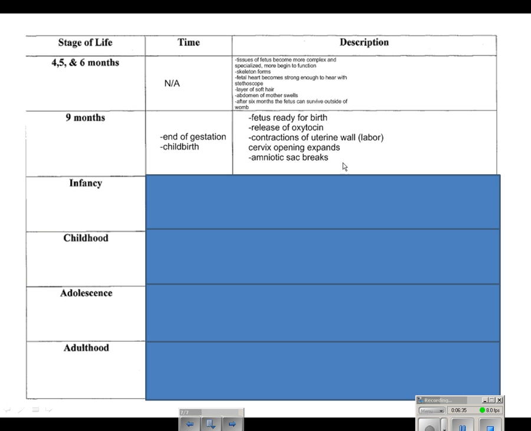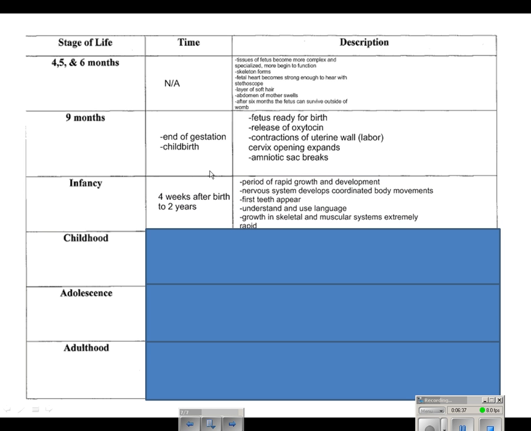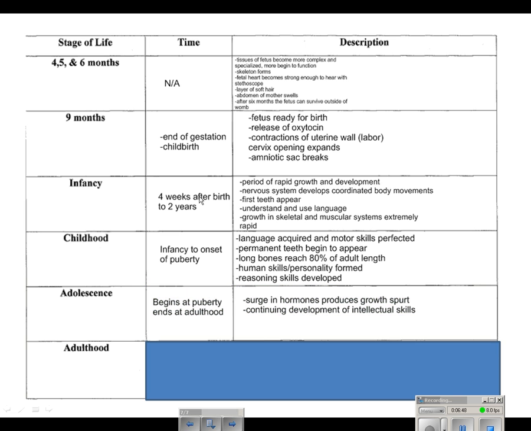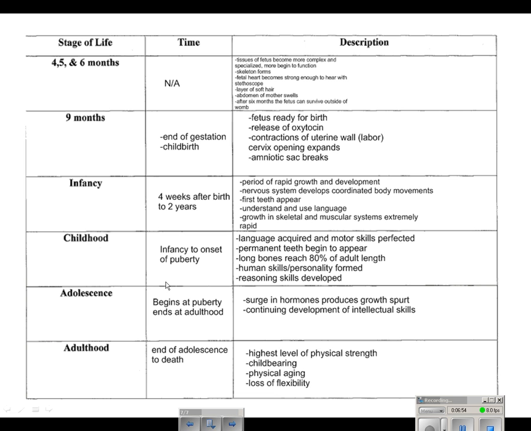Then we have infancy, which is weeks after birth up to 2 years. So you're an infant until you're 2 years old. And then childhood is that time period until you hit puberty, and adolescence is from puberty to adulthood. And then adulthood is the end of adolescence up till the time of death.